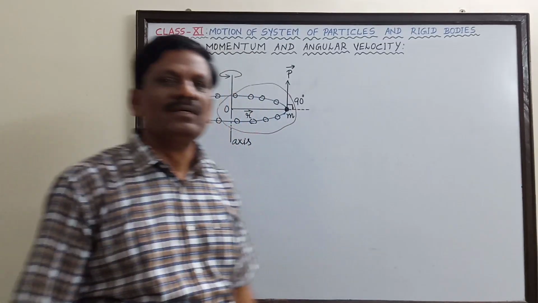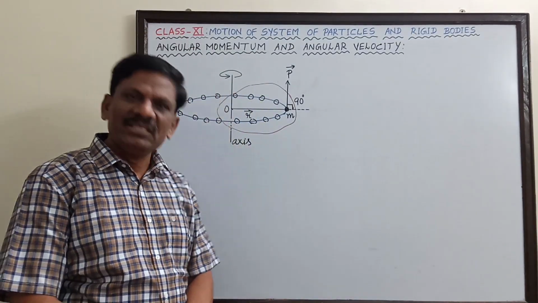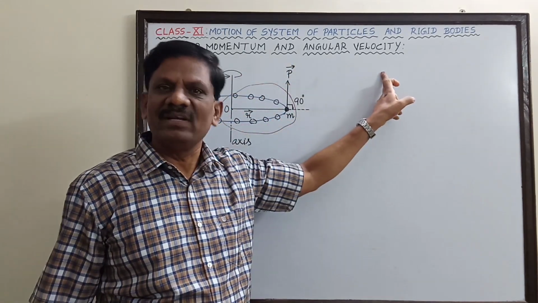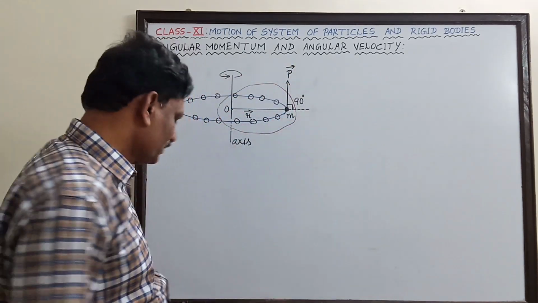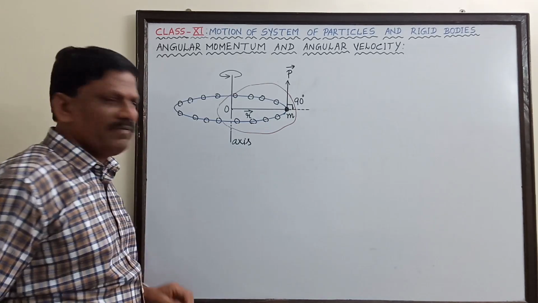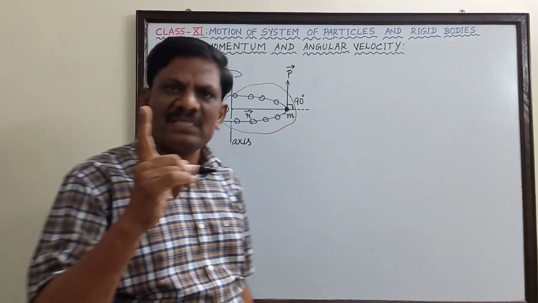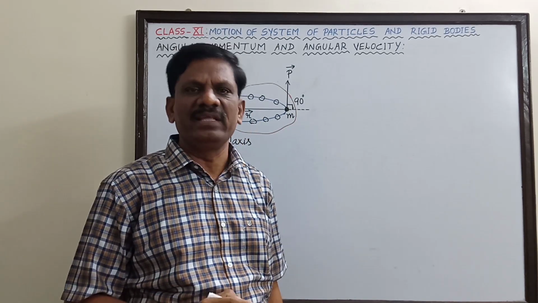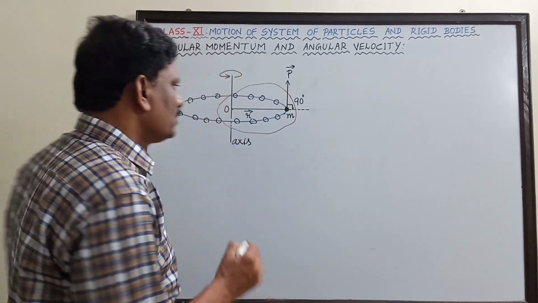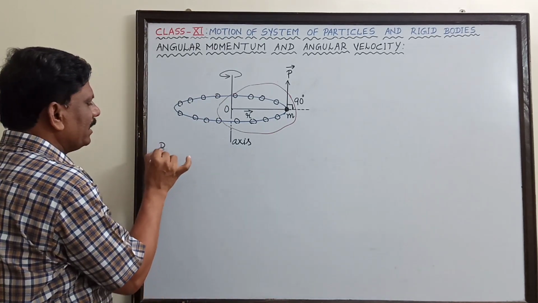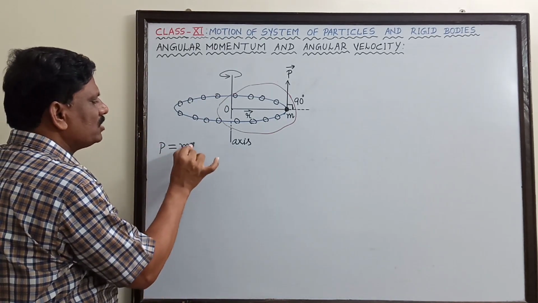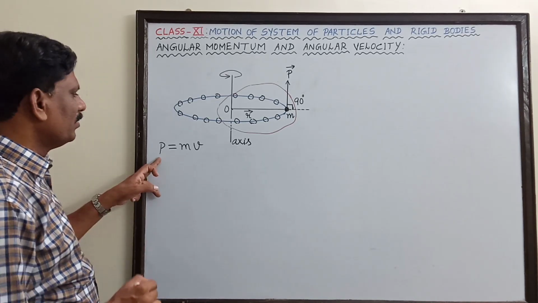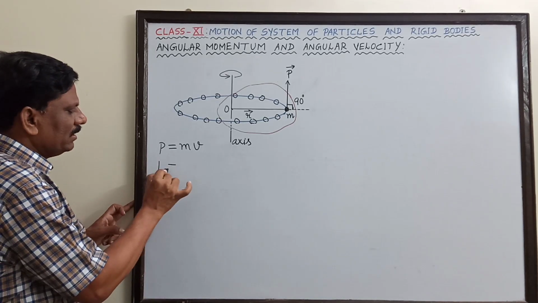Hi students. Now we are going to derive the relation between angular momentum and angular velocity. First of all, we must remember the relationship between linear momentum and linear velocity. We have studied that P is equal to mass into linear velocity. Like that, angular momentum must be L.